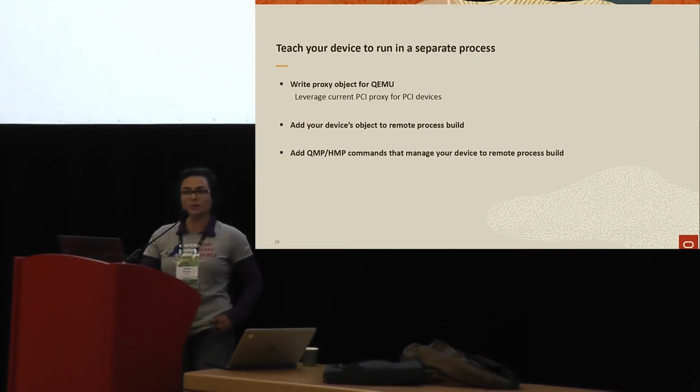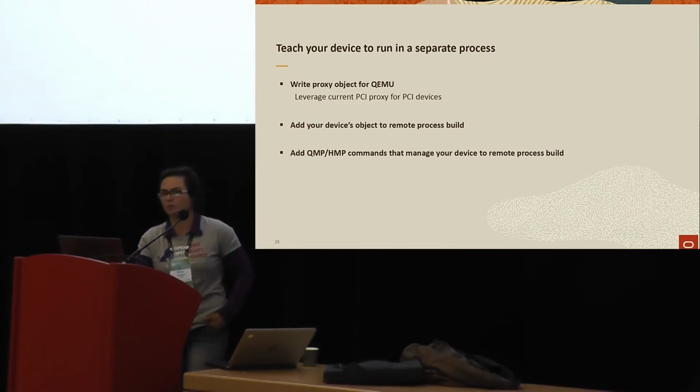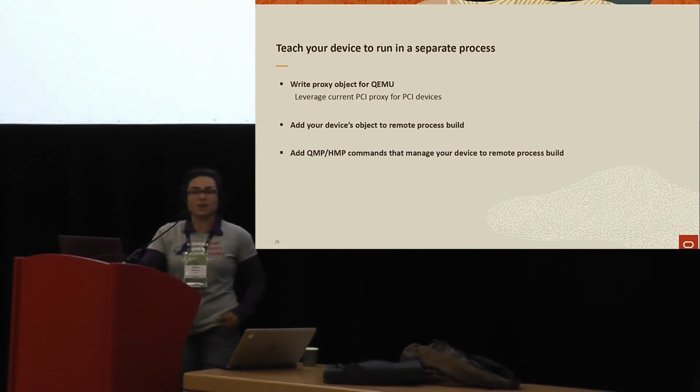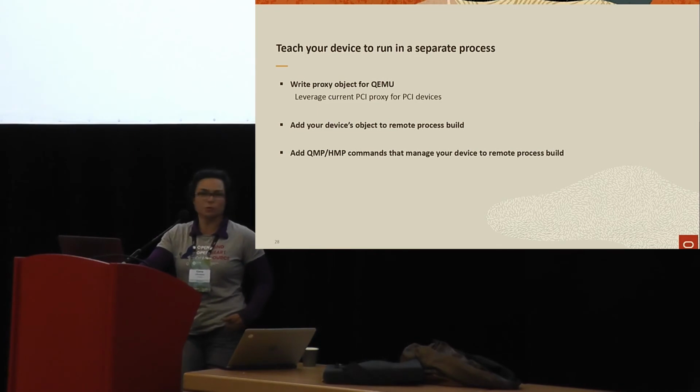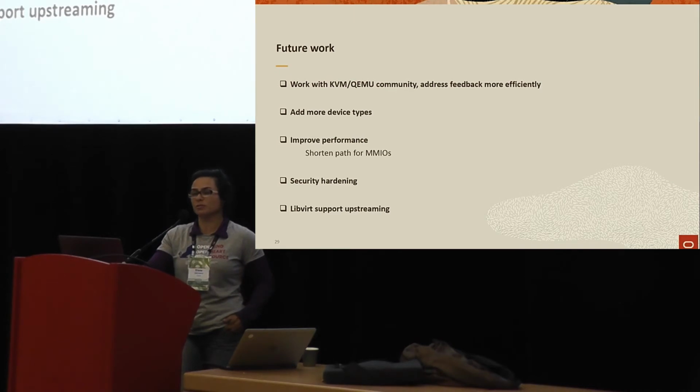Now, if you want to do more than just use multiprocess, what if you want to have your own device run in a separate process? Then you don't need to do that much. Well, we hope. You just have to add your proxy. If it's not there yet, you have to specify the operations which are needed for the communication between the remote process and the proxy. You just have to modify the build system and add the QMP commands you want to add.